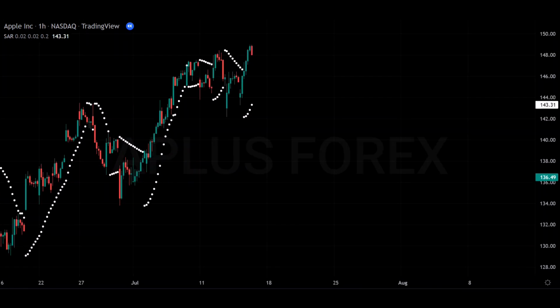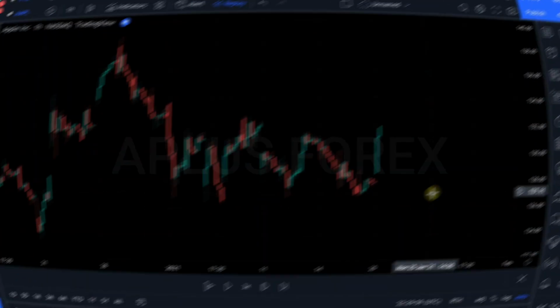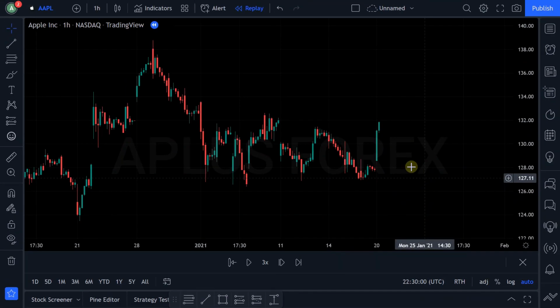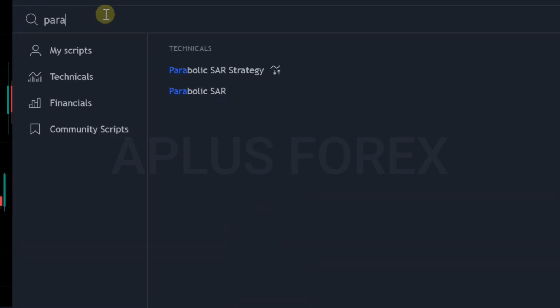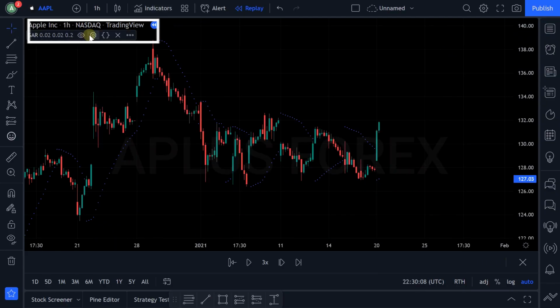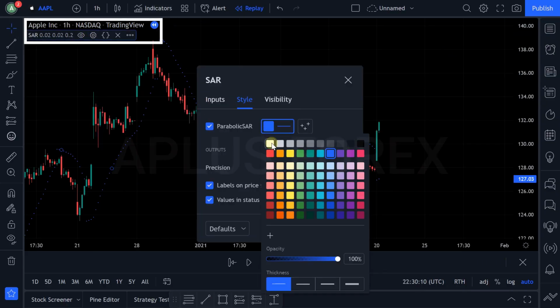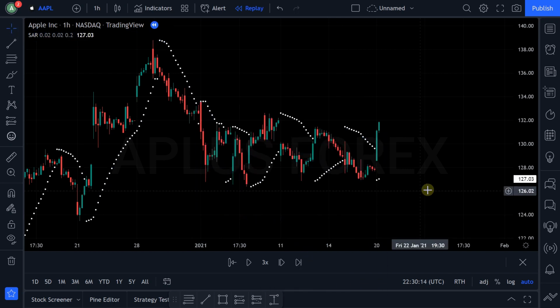So for us to be able to understand and read the parabolic SAR indicator, I'll be using the TradingView platform. Go to the indicator section, type in parabolic SAR and choose this option. From there, go to the settings. In the style area, change the color from blue to white for easy visibility. On the chart, the indicator appears as a series of dots above or below the candlestick.